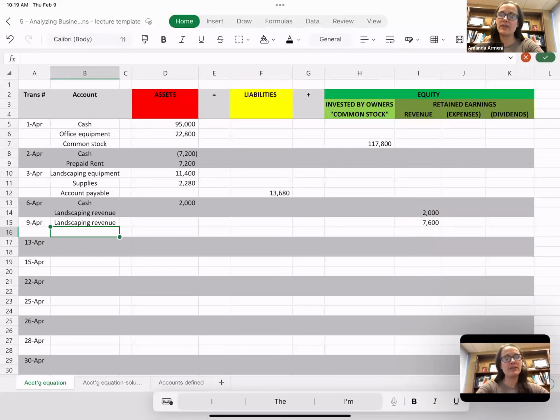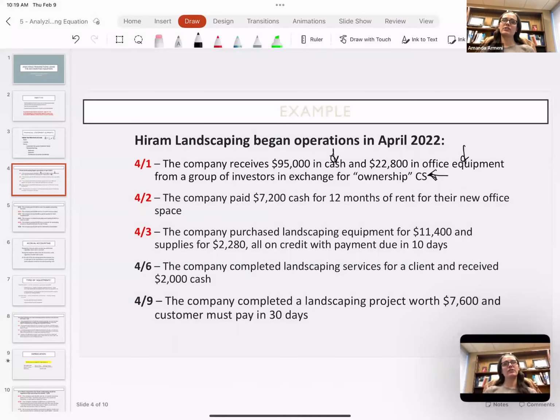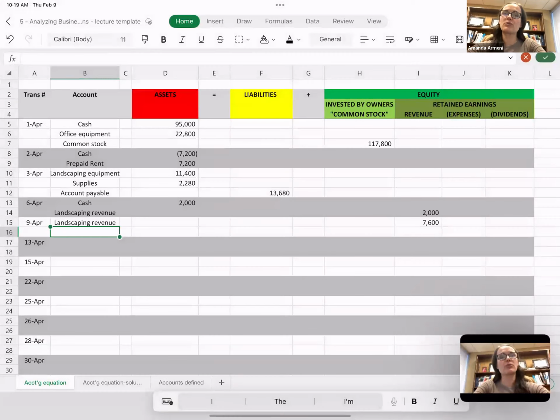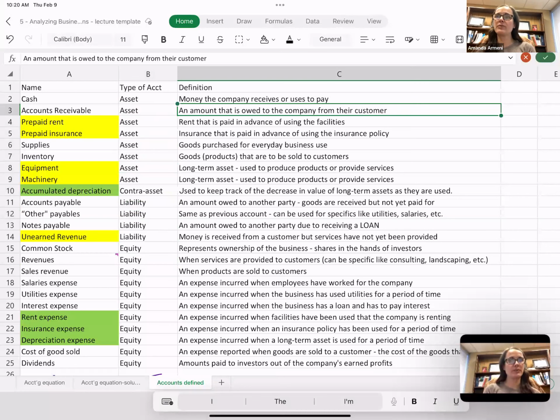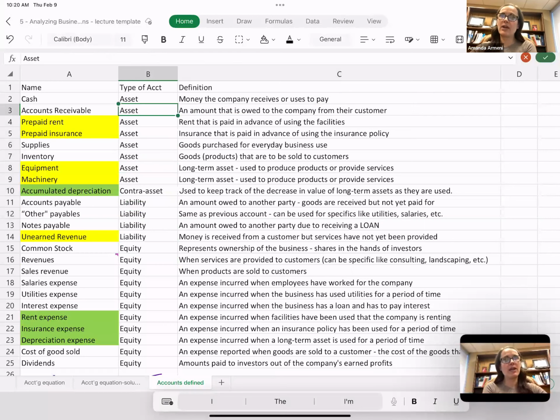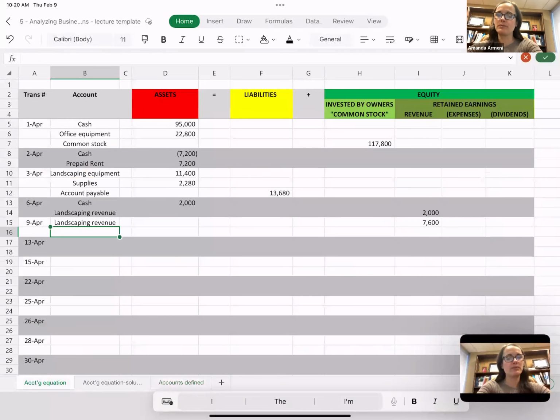But now the other piece of it is saying that we didn't get cash from that customer right away. That customer is going to pay us in 30 days. And again, we did one like this in the previous example, but you may not remember exactly which account name we're supposed to use. Let's use our resources, right? If we go over to the accounts defined and we start to read through each of those definitions, the second one down says an amount that is owed to the company from their customer, right? So that's what happened in this scenario. We provided services to our customer. They're going to pay us in 30 days. So the account name that we would use to describe that is account receivable.